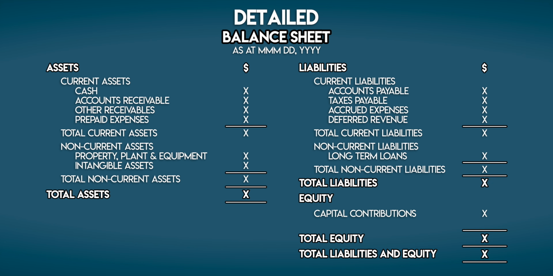First, we have capital contributions, which is the money invested into the business by its owners. For a company with shareholders, we might call this common stock. And then we have the business's retained earnings, which are its accumulated profits held for future use.